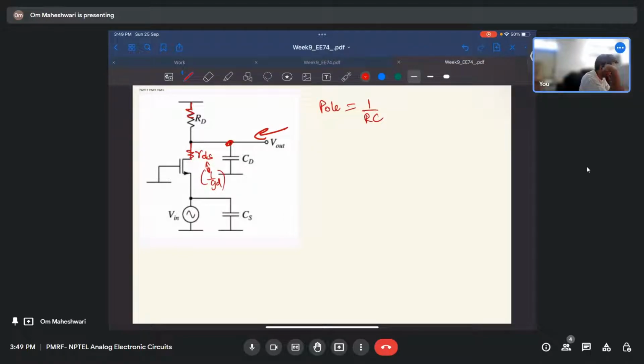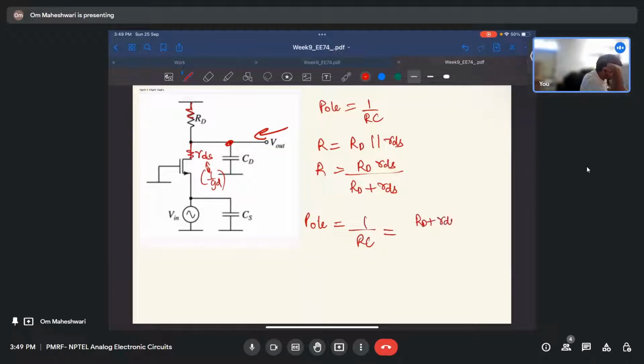Anyways, this RDS is given in the question already. RD is given, CD is given. So R will be RD parallel with RDS, that is RD RDS by RD plus RDS. So pole equals 1 by RC, equal to RD plus RDS by RD RDS, into 1 by CD. That is the only capacitance at this node. So this is the pole that you will need.